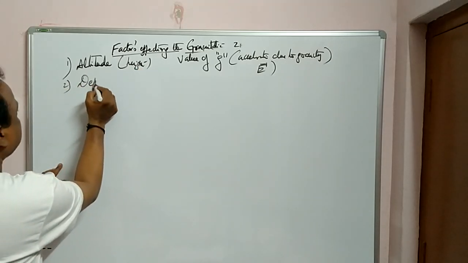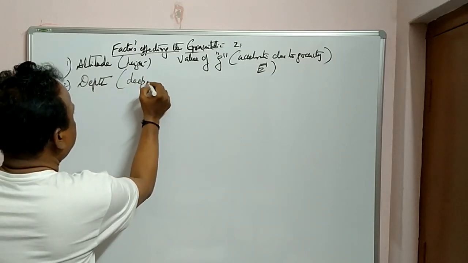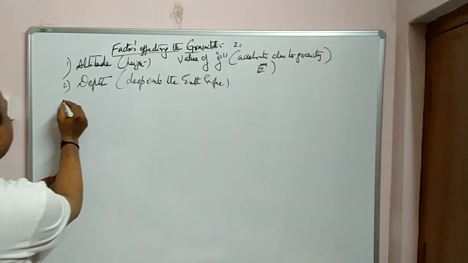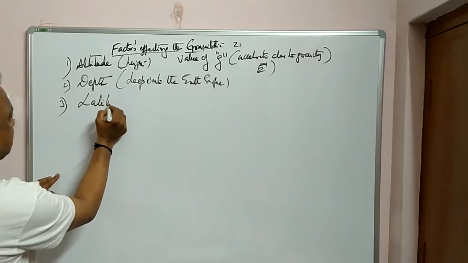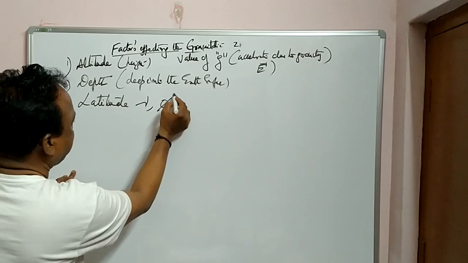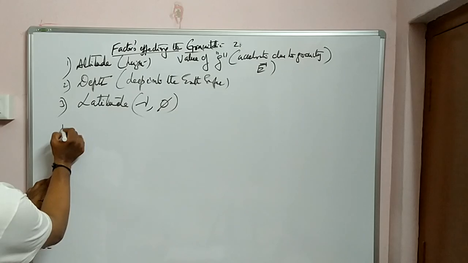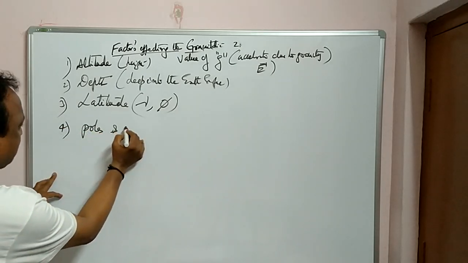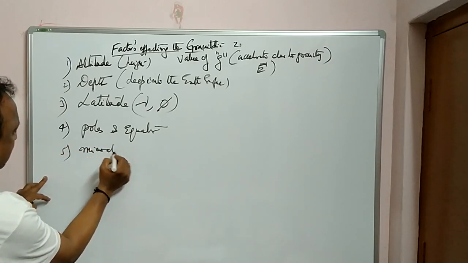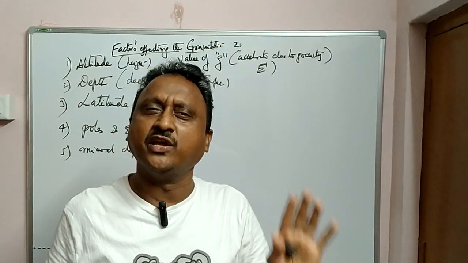Second one is depth, that is into the earth surface, deep into the earth. Third one, latitude. In some books they give lambda, in some books they give phi. Either you can follow lambda or phi, latitude. Fourth one, poles and equator. And the last one, mineral deposits. So these are the 5 factors affecting the value of small g.